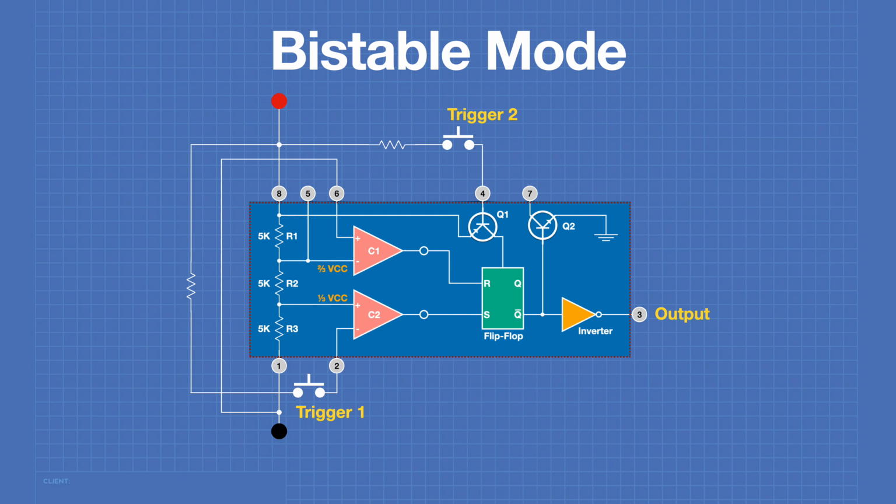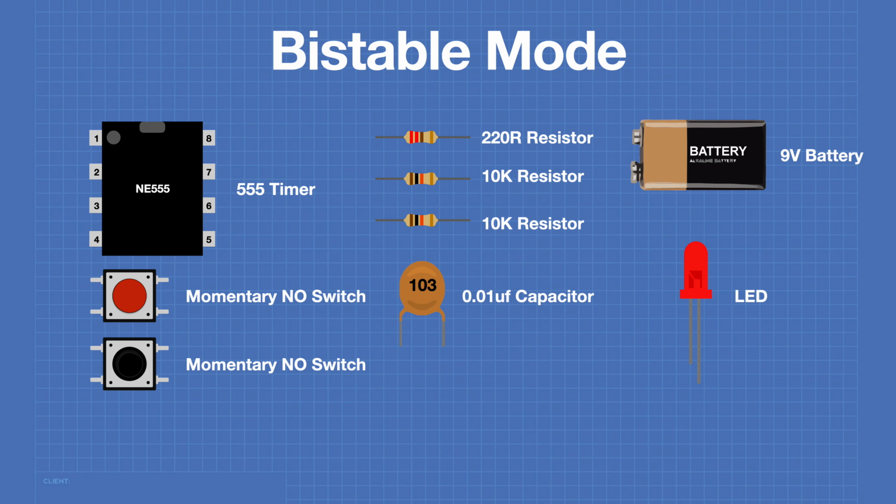Now here's how we will wire a 555 timer in bistable mode. In this diagram, trigger 1 is applied to the trigger pin on pin 2, and trigger 2 is applied to the reset pin on pin 4. In this diagram, we're showing two resistors, which are simply pull-up resistors. We're also showing push buttons, although the trigger could also be a digital input from an external device. Let's wire up a 555 in bistable mode.